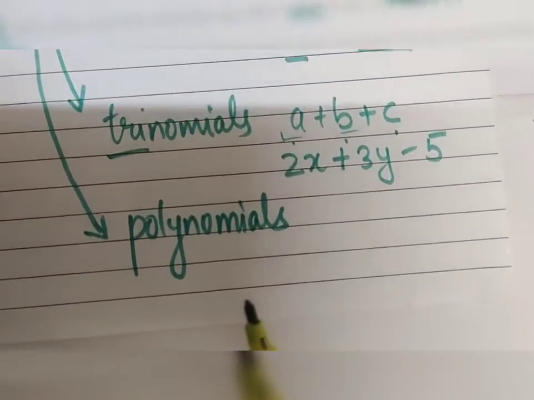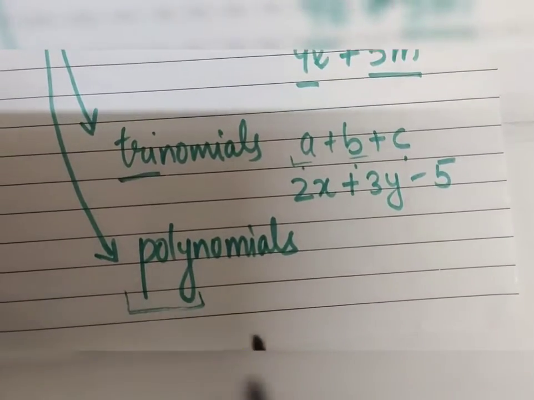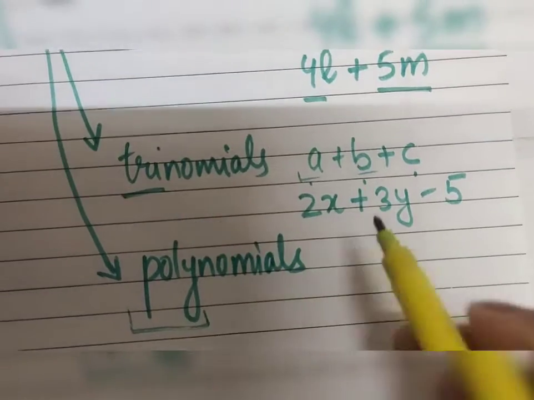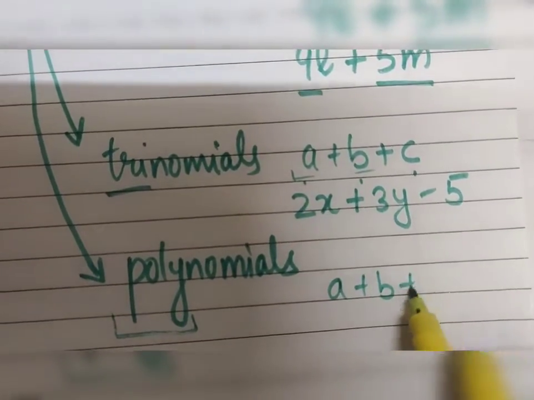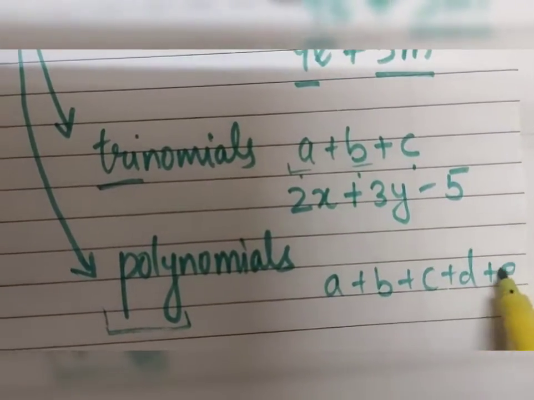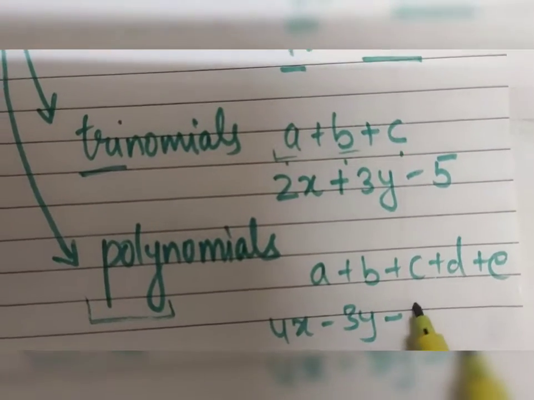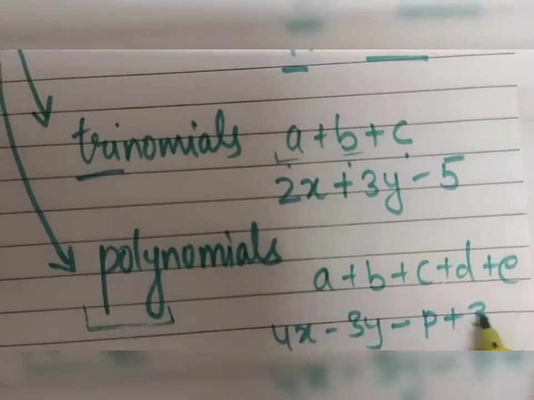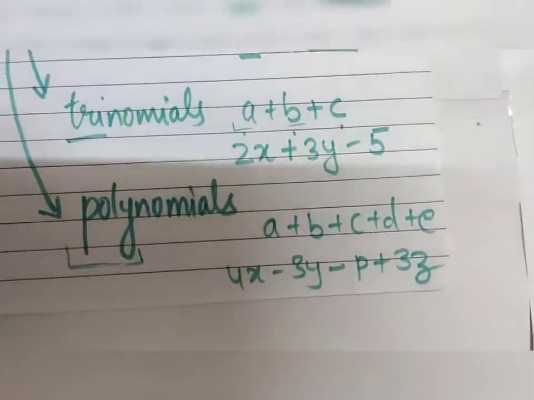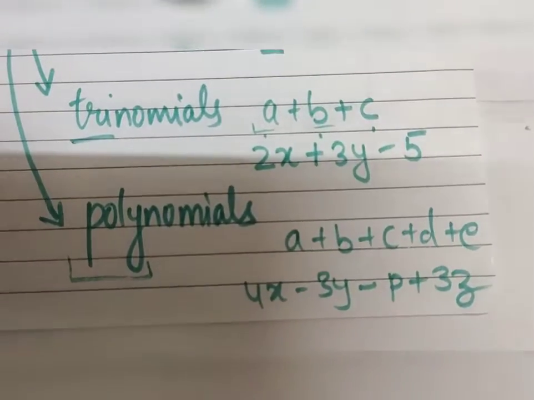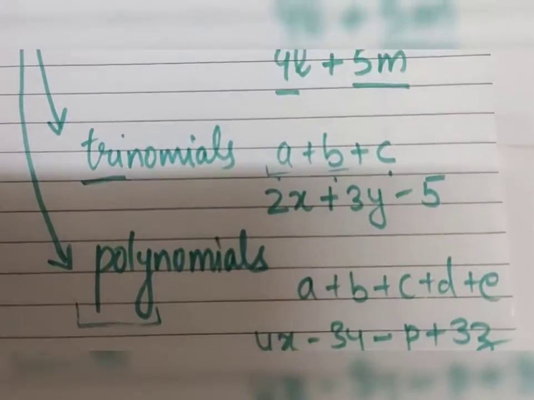Last is the polynomial. The term poly means many, so we have many terms. It can be a plus b plus c plus d plus e, or it can be 4x minus 3y minus p plus 5z. It can be anything, but it has to have many terms in addition and subtraction form.